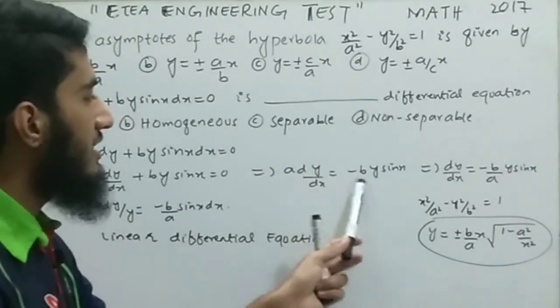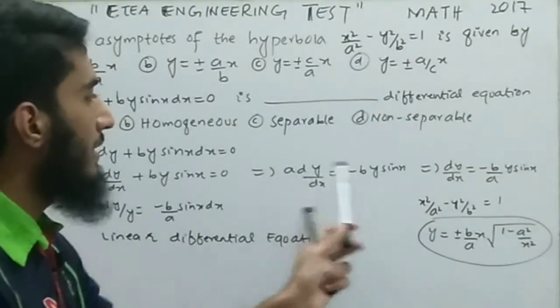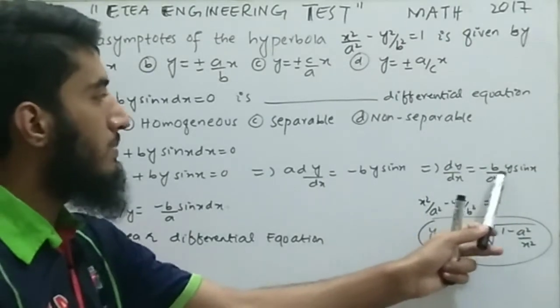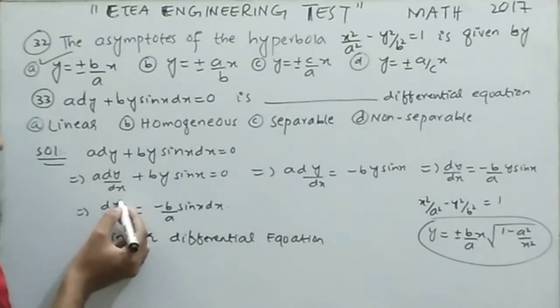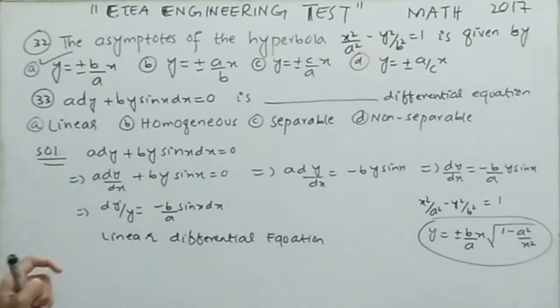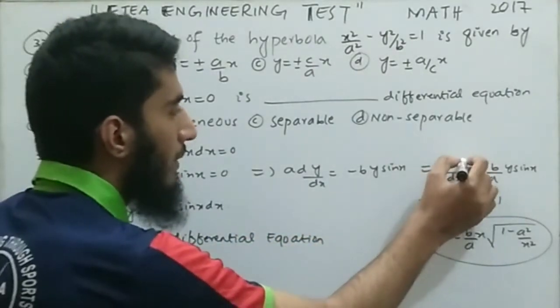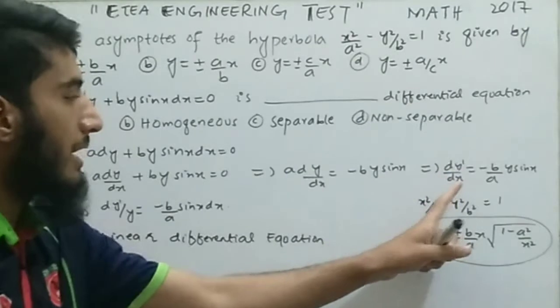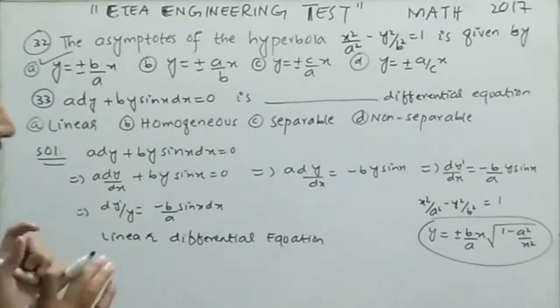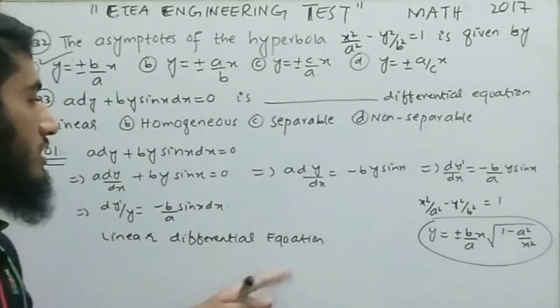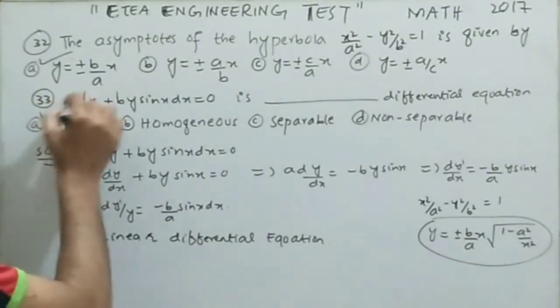Now shift dx on this side and also a, and shift y on this side, it becomes dy by dx is equal to minus b by a y sin x. So for solving, dy by y is equal to minus b by a sin x dx. Now look over here, this y is actually a dependent variable. When the power of dependent variable y and the power of dy by dx, the differential, is 1, when the power of differential dy by dx and the power of y is the same, it means that the equation will be a linear differential equation. So the correct option for this MCQ is option number A.